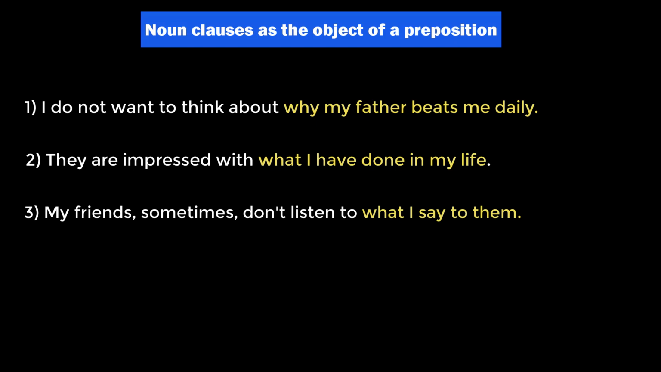Our next example is my friends sometimes do not listen to what I say to them. My friends sometimes do not listen to what? What I say to them. So what I say to them is our noun clause working as the object of the preposition to. They do not listen to what? What I say to them.